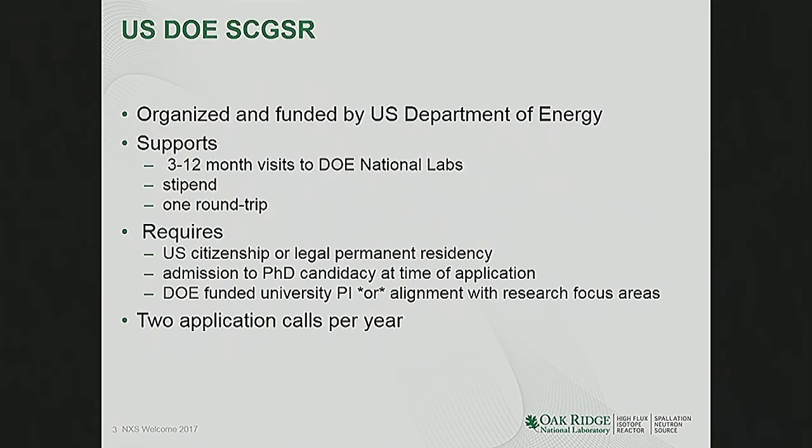Starting with the DOE Office of Science Graduate Student Research Program, this is organized and funded by US DOE Office of Science. It's administered by Oak Ridge Associated Universities here in Oak Ridge, but it applies to all of the DOE Office of Science national labs. It's designed to give you the opportunity to spend 3 to 12 consecutive months at a DOE national lab, and it provides support in the form of a stipend and 1 round-trip travel to the lab where you're being hosted.